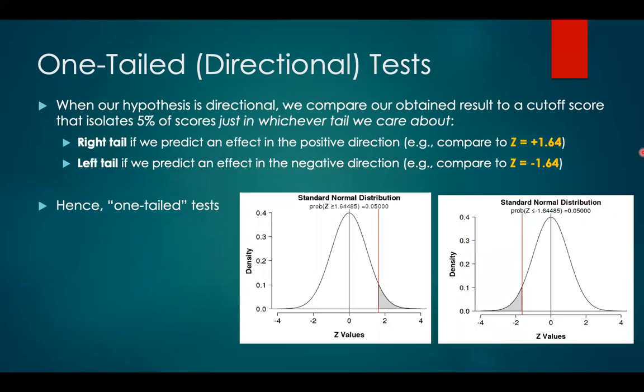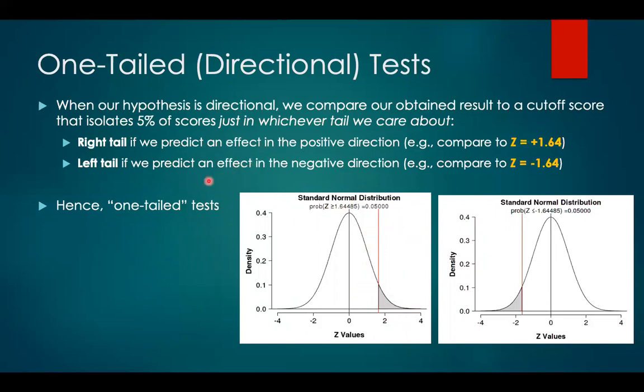So when our hypotheses are directional, we compare our obtained result to a cutoff score that isolates 5% of scores only in whichever tail we care about. So we'll be looking in that right tail if we predict an effect in the positive direction. So we'll be comparing to that z-score of positive 1.64 in the Shiny app to isolate that upper tail of the distribution.